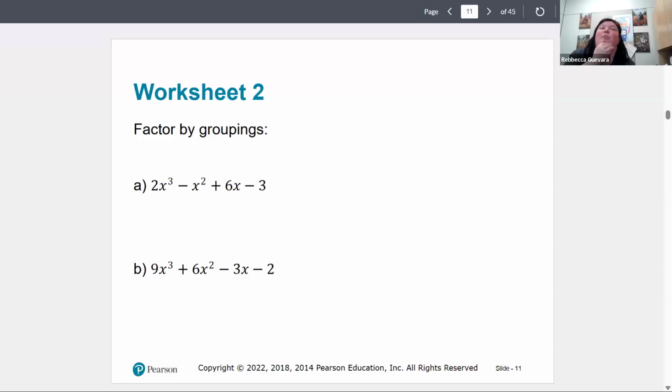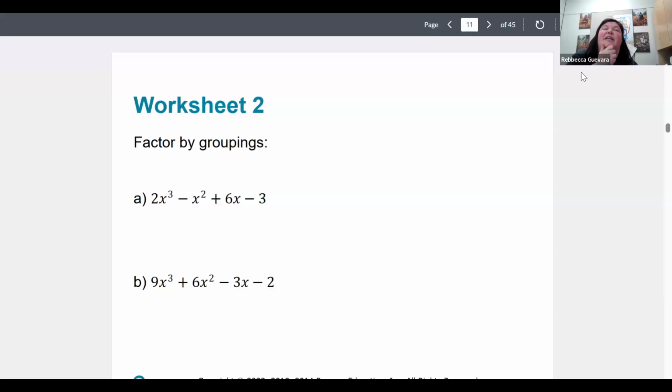All right, so take a moment with your worksheet and work on these ones and try doing factoring by grouping. Like I said, just do the best you can, and then we'll come back and we'll do it together.